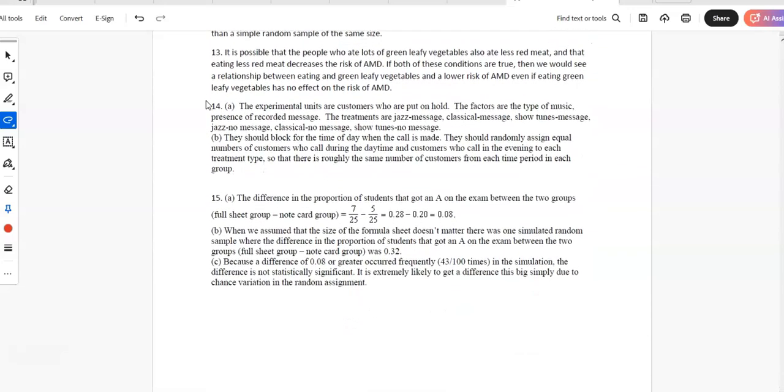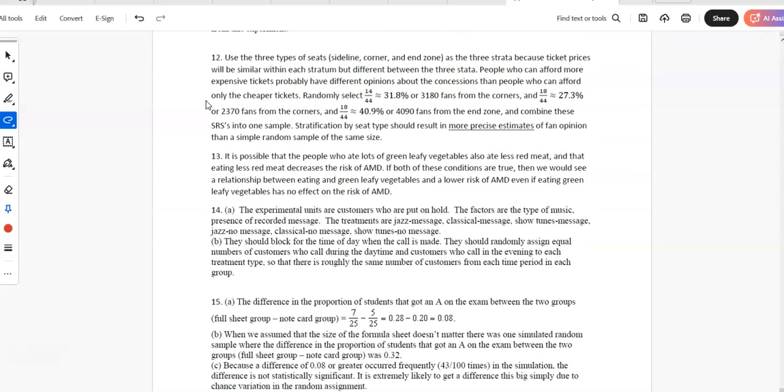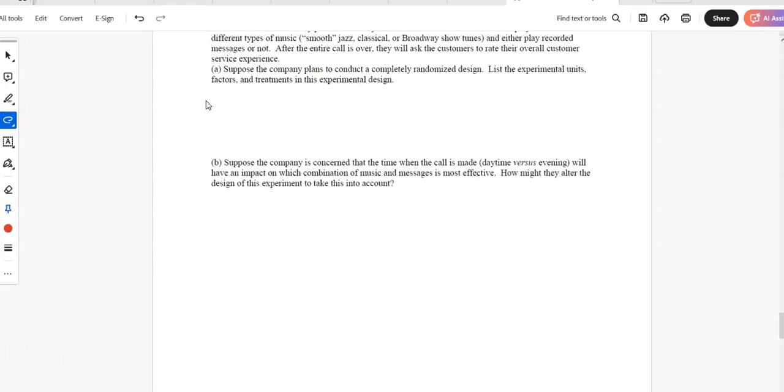It's possible that people who ate lots of green leafy vegetables also ate less red meat, and that eating less red meat decreases the risk of AMD. If both these conditions are true, then we would see a relationship between eating green leafy vegetables and a lower risk of AMD, even if eating green leafy vegetables has no effect. Maybe it's really that they're vegetarians and they avoid meat. I don't know. There are so many different things that could be confounding variables there. There's not one right answer.